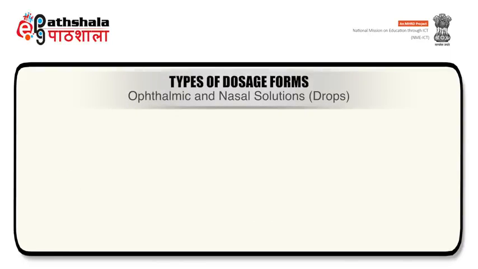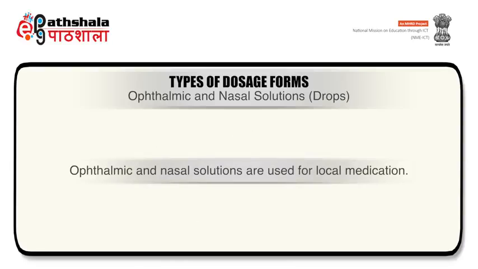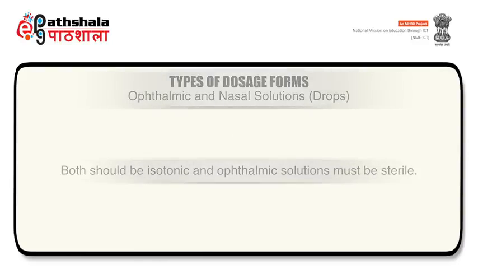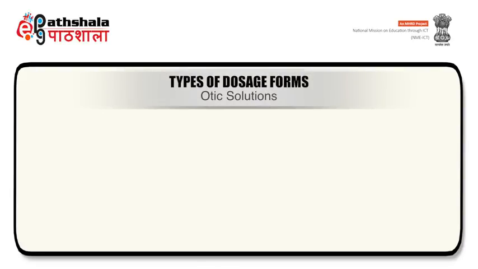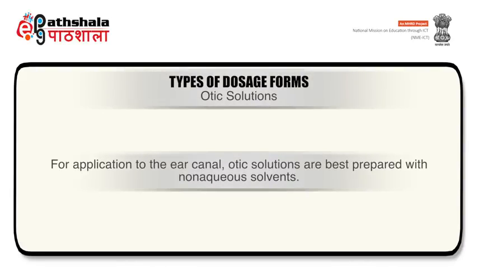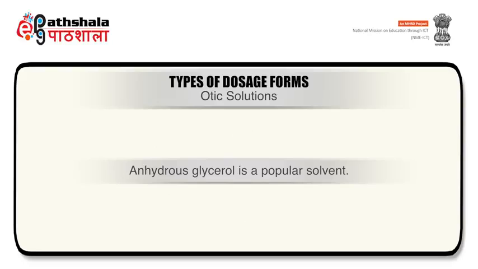Next, ophthalmic and nasal solutions. Ophthalmic and nasal solutions are used for local medication. Both should be isotonic and ophthalmic solutions must be sterile. Otic solutions. For application to the ear canal, otic solutions are best prepared with non-aqueous solvents. Anhydrous glycerin is a popular solvent.